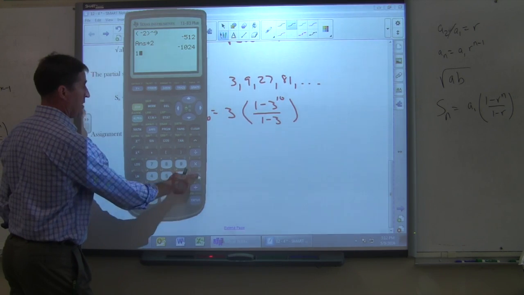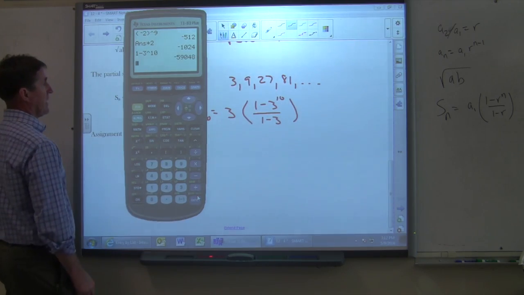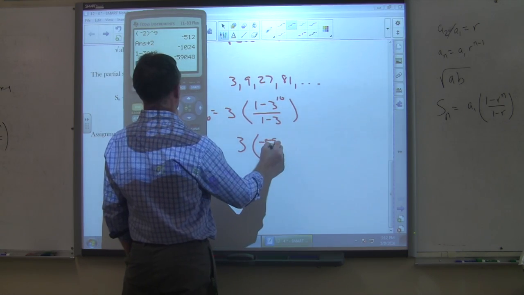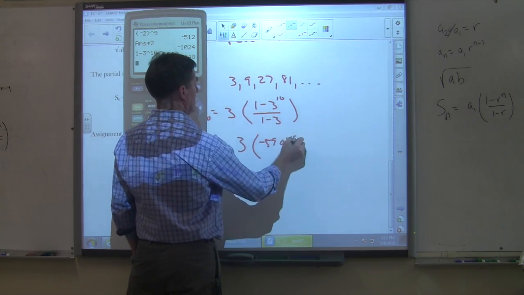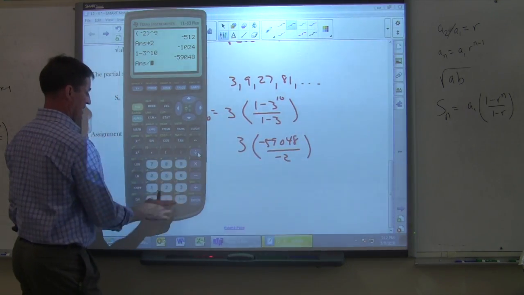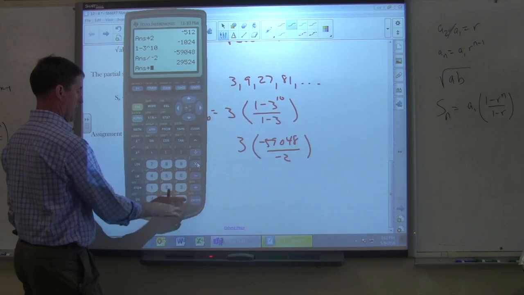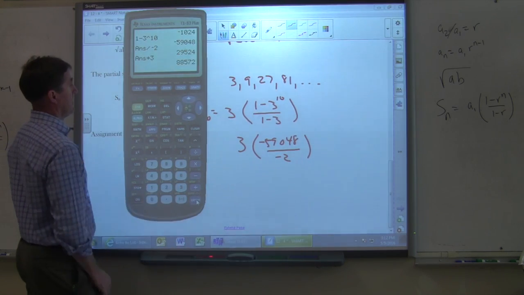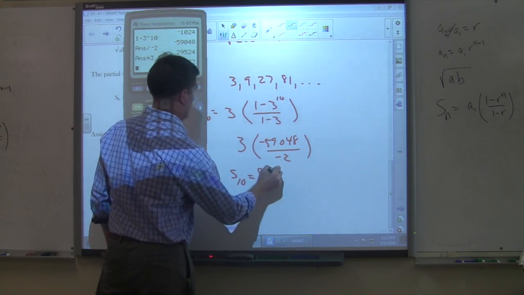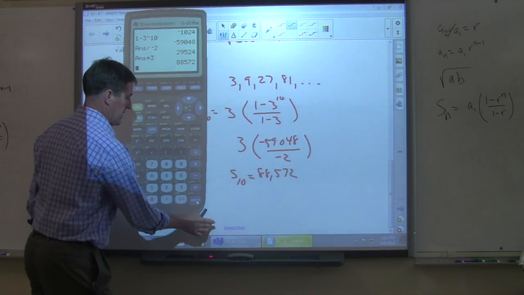So I'm going to go 1 minus 3 to the 10th power. And I get negative 59,048. And then I'm going to divide that by 1 minus 3, which is a negative 2. So I'm going to divide that by negative 2 and get 29,524, times 3, 88,572. So S of 10 is 88,572. Let's do one more of these.